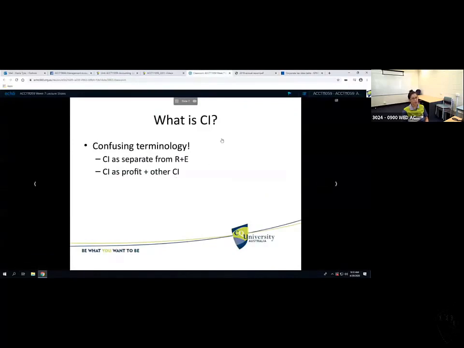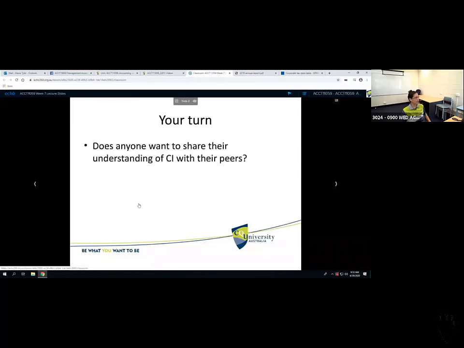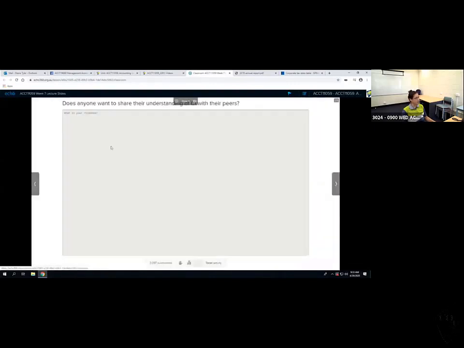We are talking about CI a lot with restating the income statements, and you need to know what the difference between other CI and total CI is. So here's your turn. I'd really love if you could share your understanding of what CI is, and there's a little box here you can write your understanding in. So I'll give you a couple minutes to write what you think your understanding of comprehensive income is, and then we can discuss it that way, and then I'll move on and continue.